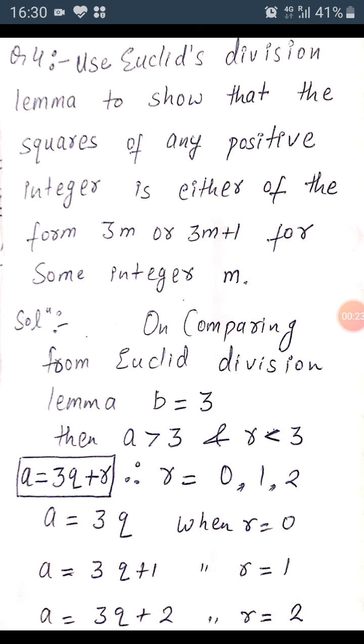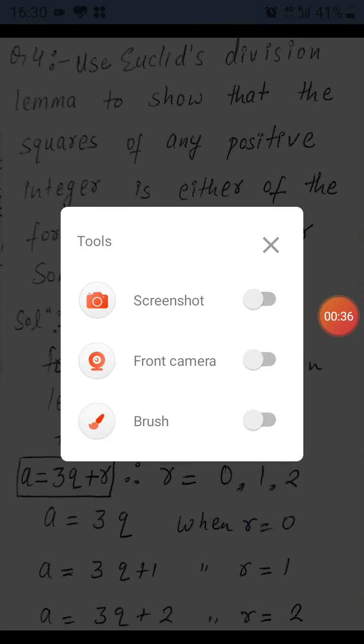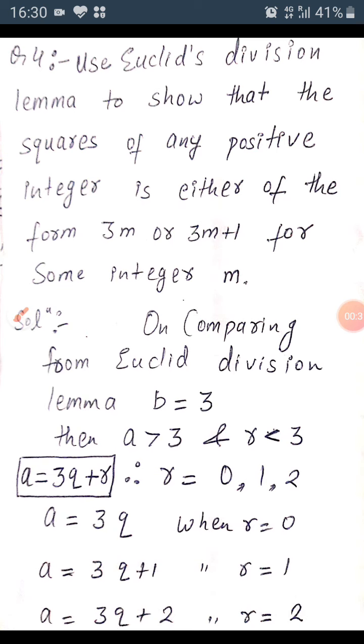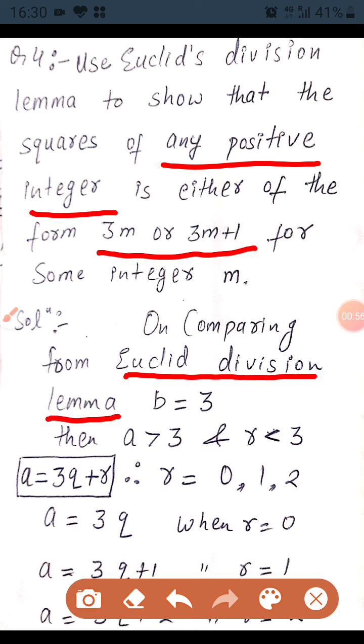So you can see here, in the last question we had the words positive odd integers, and what is the word here? Here it is positive integer only. A positive integer can be written in the form of 3m or 3m plus 1. So if we compare 3m and 3m plus 1 with Euclid division lemma, then the value of b will be 3.